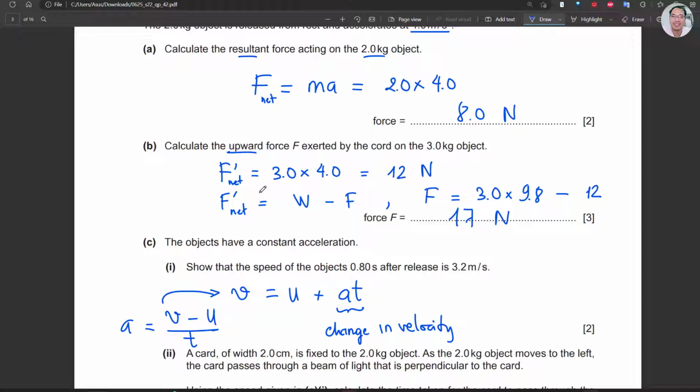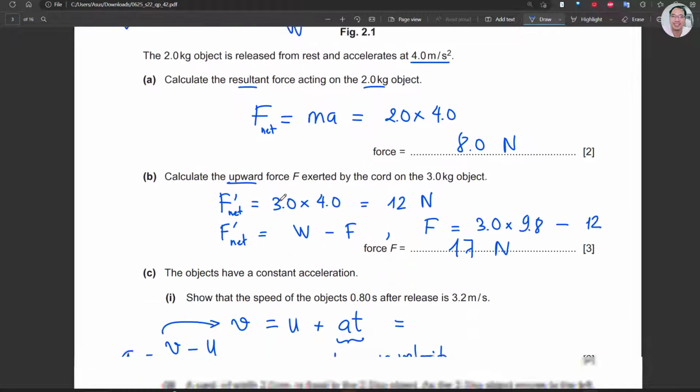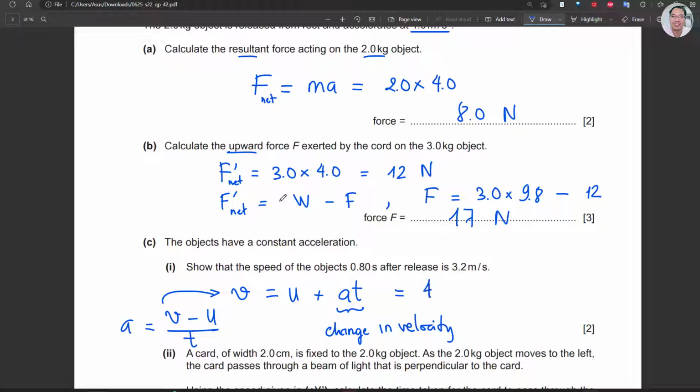Okay. So the initial velocity, at rest, of course, is 0. The acceleration is 4 meters per second squared, and multiplied with the time, 0.8 second, we will get 3.2 meters per second easily. Of course, you don't need to write this equation in the answer. Just write this. It is 2 marks: 1 mark for the correct equation, and 1 mark for the correct working.